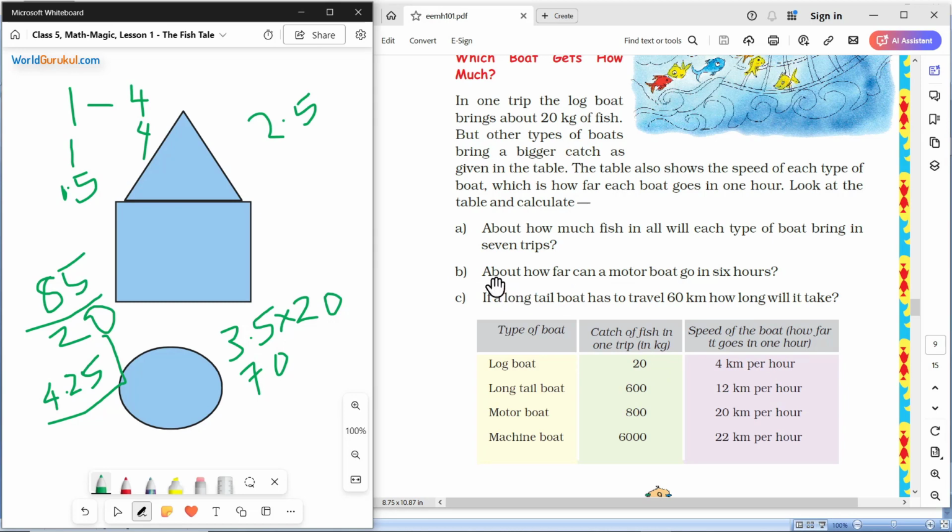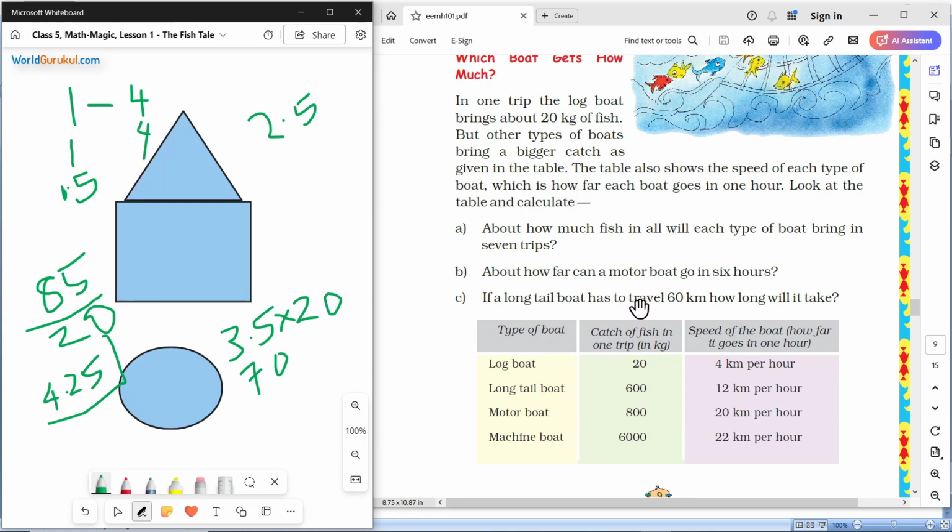Can you answer this question? How far can a motorboat go in 6 hours? In 1 hour, it can travel 20 kilometers. In 6 hours, 6 multiplied by 20. It's easy, right? 6 into 20, that is 120 kilometers.